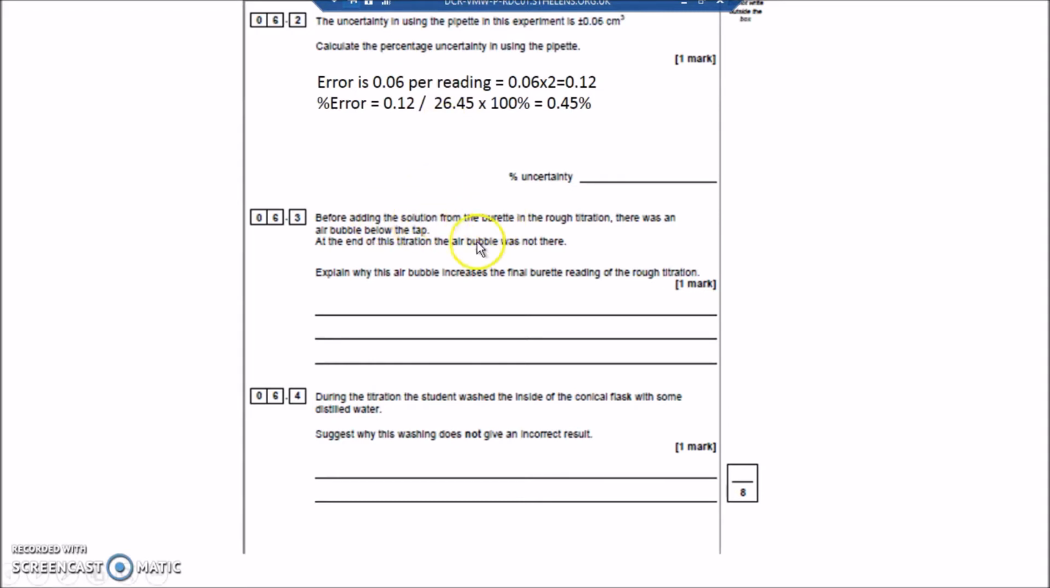Before adding the solution, there's a bubble. At the end, there's no bubble. Explain why the air bubble increases the final burette reading. Well, some of it runs into the bubble rather than is dispensed from the burette. So some of it runs into the bubble before it actually starts dispensing. So no wonder you're getting a reading that's higher than expected.